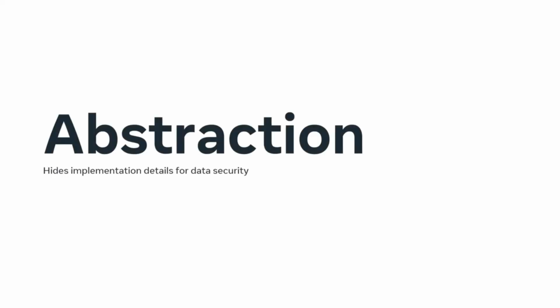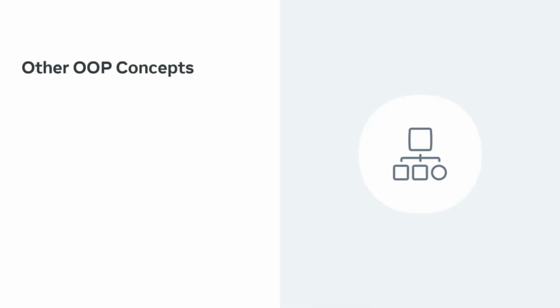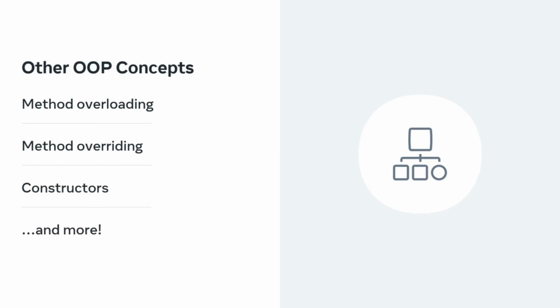And finally, there is a concept of abstraction. This refers to the ability to hide implementation details to make data safer and more secure. Note that Python does not support abstraction directly and uses inheritance to achieve it. This is something that you'll explore in more detail later. There are some other important concepts in OOP, such as method overloading, method overriding, constructors, and more, which you'll learn about in more detail later.